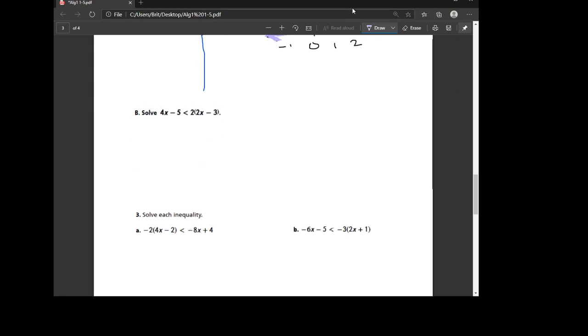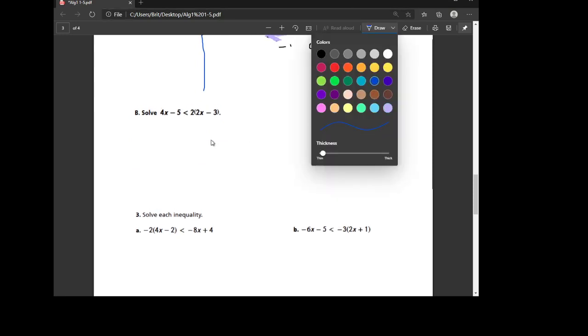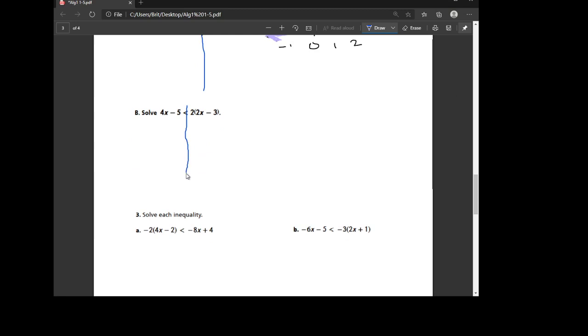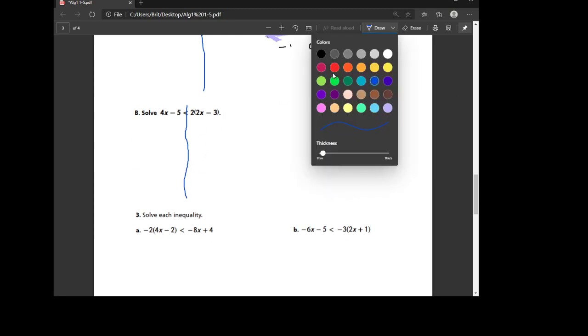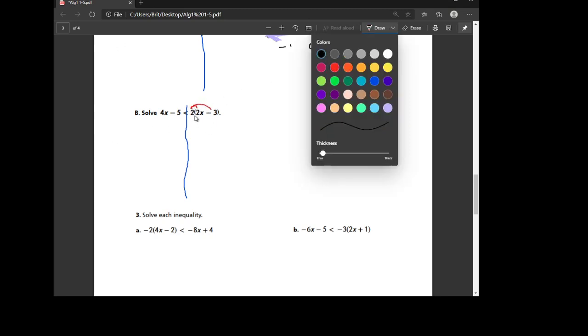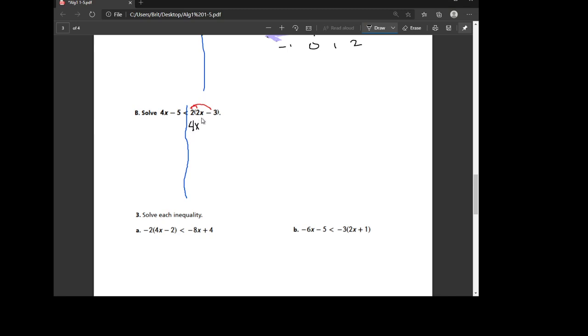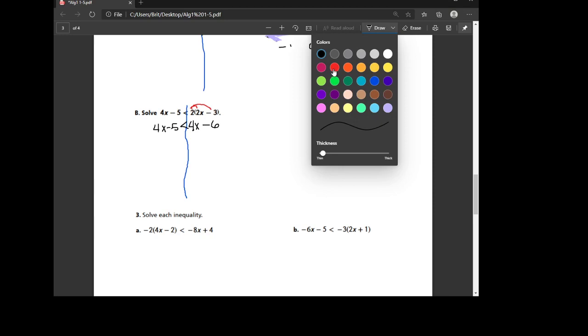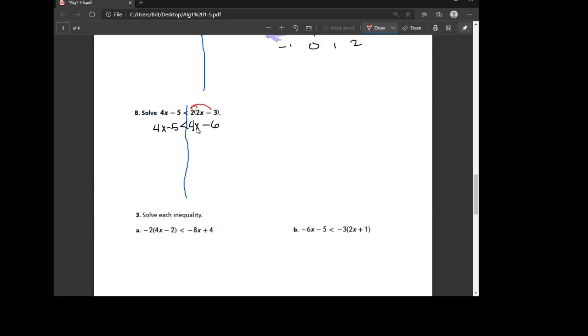Let's try another one. So here's my part B. I draw my little river, so I know that I can't cross it yet. I have a set of parentheses, so I need to distribute to those parentheses. So 2 times 2x is 4x, and 2 times -3 is -6. Then we want to get all of our x's to the left side, so I'm going to subtract 4x from each side.